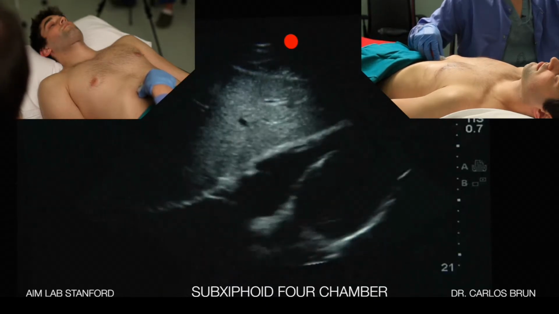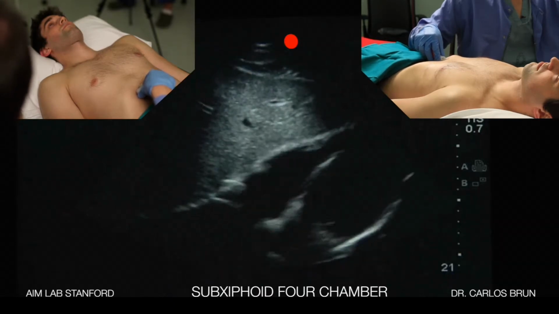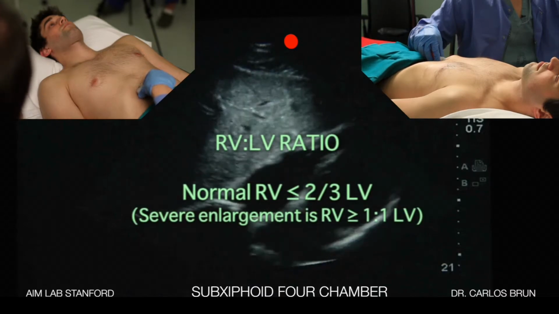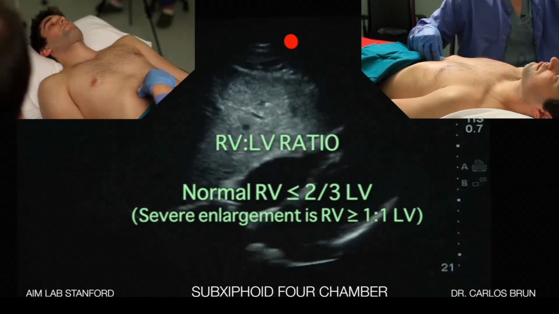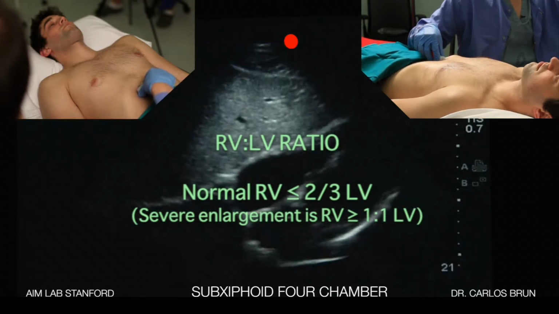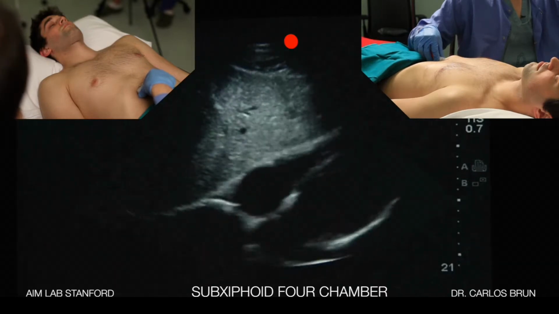If you do that, you're in the right alignment to be able to judge the right ventricular size. A normal right ventricle is going to be 2/3 or less the size of the left ventricle. If the right ventricle is the same size as the left ventricle, or a ratio of 1:1, that is severely enlarged, and that's abnormal, very noteworthy.